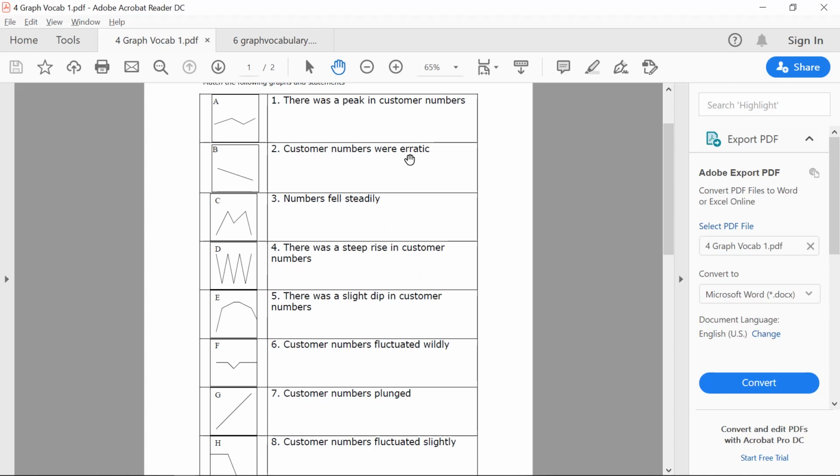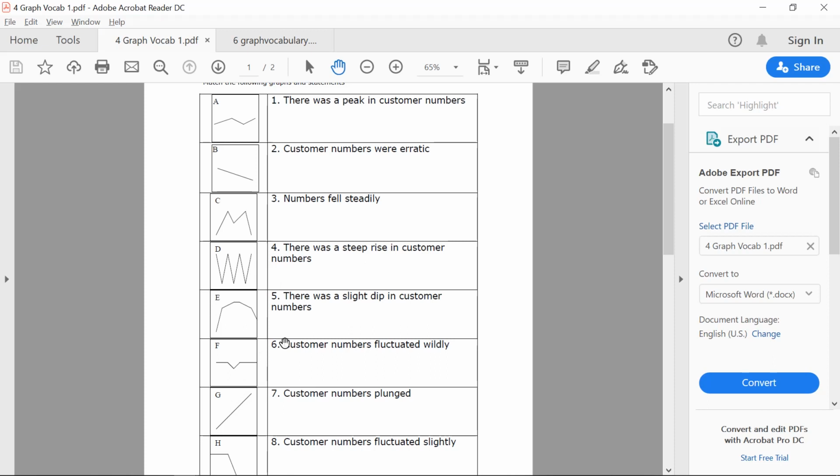Customer numbers were erratic. Erratic was like sometimes increasing, sometimes decreasing. Which one would be erratic? Maybe this one. This is erratic. It's not regular. Numbers fell steadily. So fell steadily seems like this. It is falling steadily. So if you see this kind of graph, you can say the numbers fell steadily, whatever the numbers represent. So the cost of the items fell steadily, like that. There was a steep rise in customer numbers. Now I can call this as steep rise. It is steeply rising, as you can see. So there was a steep rise in customer numbers.